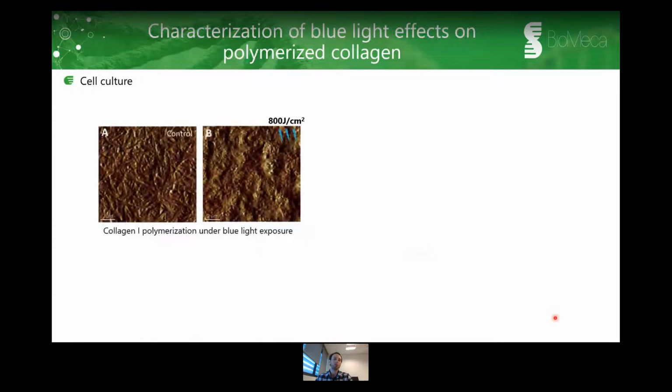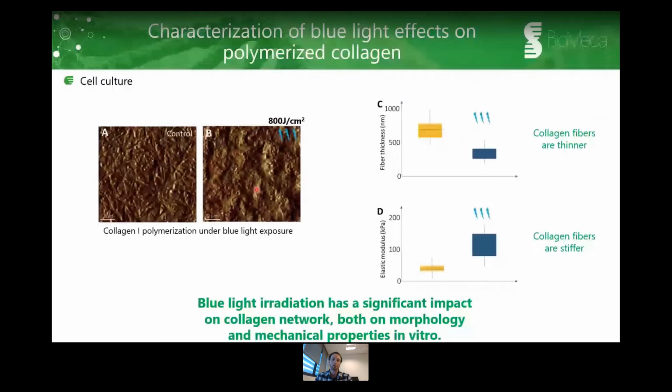Then we looked at the effects of blue light directly on a collagen 1 network polymerized under blue light exposure. And as you can see, after exposure, the network of collagen 1 looks different, since you can see that collagen fibers are thinner after blue light exposure, and this change in morphology is associated with a change in mechanical properties, since collagen fibers are stiffer after blue light exposure compared to the control.